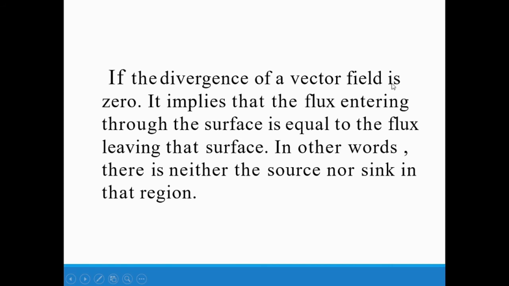Suppose the divergence of a vector field is 0. It implies that the flux entering the surface is equal to the flux leaving that surface. Whatever flux enters the surface leaves from that surface, hence there is no divergence. In other words, there is neither sink nor source in that region.